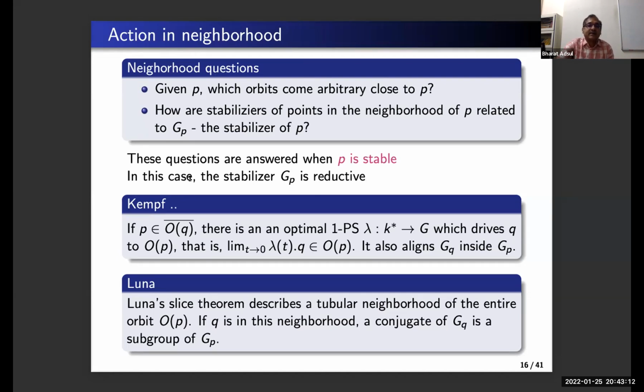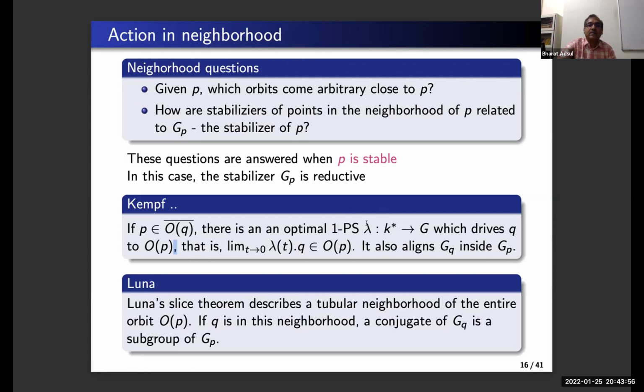Let me just mention these two pieces of work. One is due to Kempf and several others. This says that if P is stable, and this is important, and if there is a point Q whose affine orbit closure contains P, then there is in fact an optimal one parameter subgroup which drives the point Q into the orbit of P. There is a specific optimization problem that is set up, and it turns out that there is a unique optimal one PS which drives Q into the orbit of P, when P is stable.